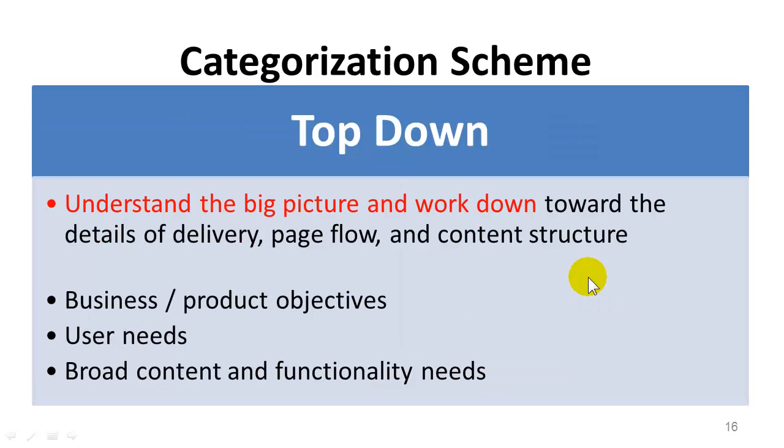So in a top-down approach, we're looking at understanding the big picture and working down. Starting with the objectives, ultimately going to the user needs. This is good if you have a lot of room, and lends itself well to large websites.